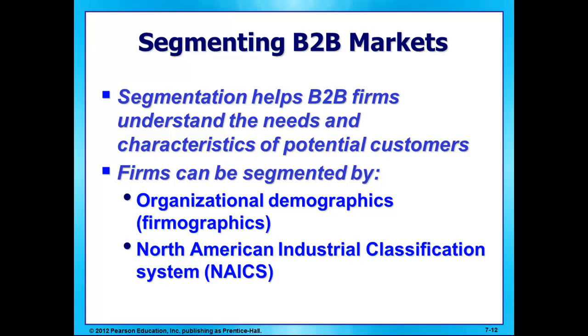We'll be segmenting consumer markets, but the fact is marketers also segment business markets. There are a different set of variables that are used to segment business markets. For example, organizational demographics, sometimes called firmographics, include things like firm size, whether it's number of employees or sales. And another commonly used variable to segment B2B markets is the North American Industrial Classification System, NAICS.